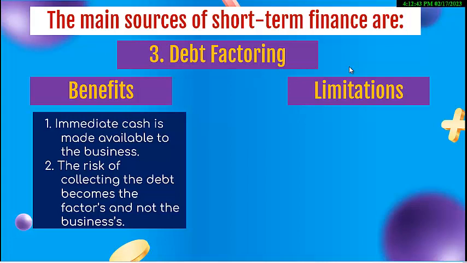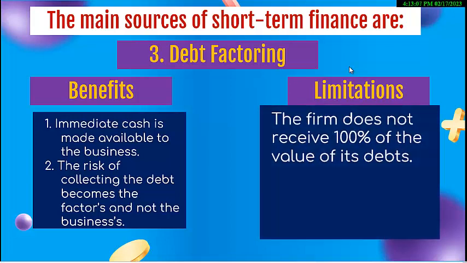Actually, number one priority goes for the immediate cash that's made available to the business. And also the risk of collecting the debt becomes the factor's, not the business's anymore. The debt factoring company will be responsible for collecting that money from the customer, not the business anymore. You got the money and you're done. Of course, the limitations, as we said, the firm doesn't receive 100% of the value of its debts.